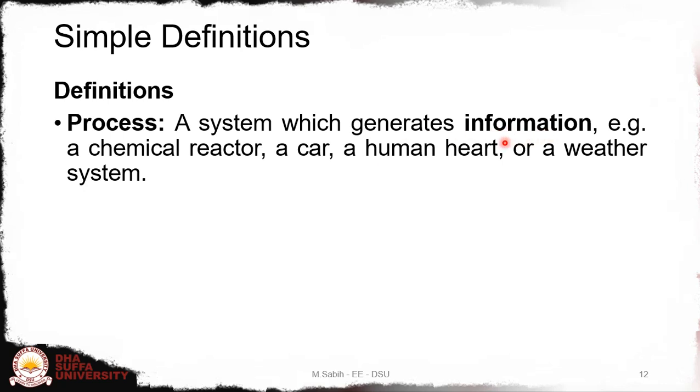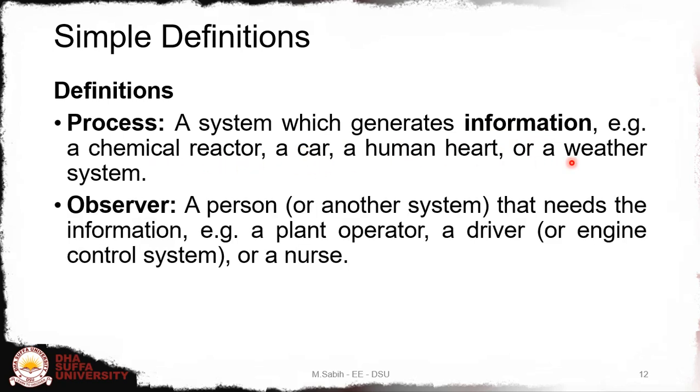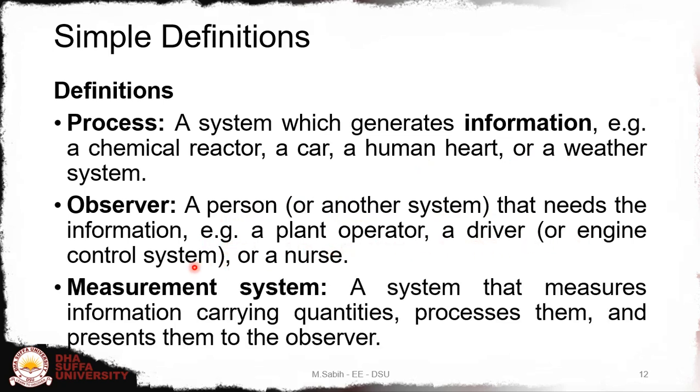A system that is generating information, it may be a chemical reactor, a car, human heart, or a weather system. Observer, it may be a person or a computer system that needs the information. For example, a plant operator, a driver, a nurse, or engine control unit. Measurement system is what measures the information carrying quantities, processes them, and presents them to the observer.